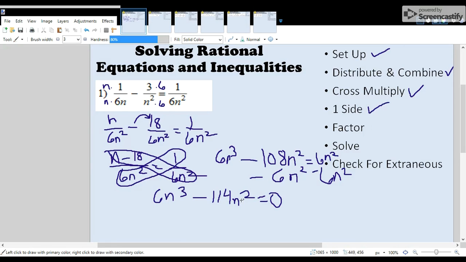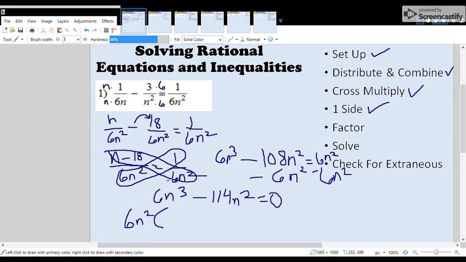Step 5, we're going to factor out everything we can. These are both even, so we can at least take out 2. They also both go into 6, so we could take out 6, and then we look to see how many n's they have in common. They have 2 n's in common, so we have 6n squared is what we're taking out.